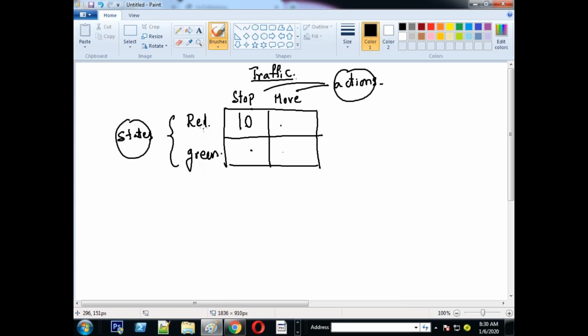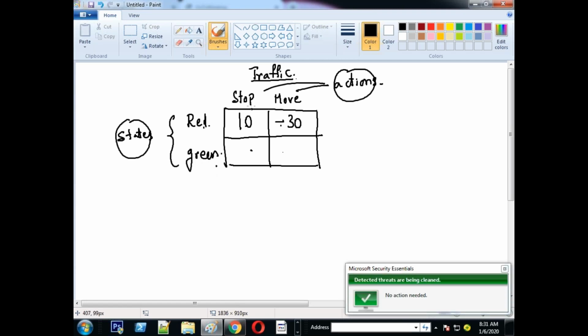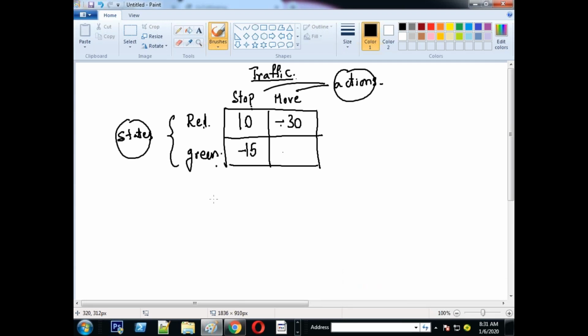Red light is on, but the car is moving. It's a bad action, right? Minus 30. Understand the points? Negative reward. Let's say green. Green light on, still the car stops. Bad action. Minus 50. Green light on, car is moving. Good action, maybe 20. In that way, you can define your own rules.